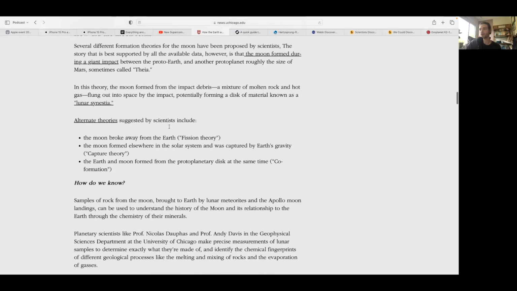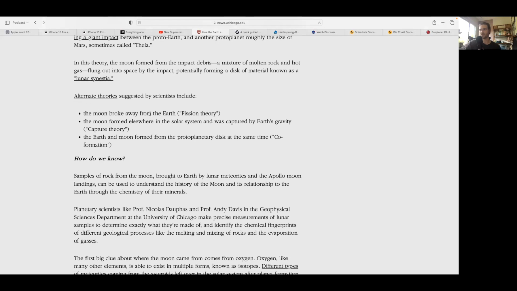However, there are some other theories. There is a theory that the moon broke away from the Earth. So kind of the idea is that the Earth was just hanging out, and then due to a certain force or a certain action, a piece of the Earth broke off, and then that kind of shifted out into the orbit of where the moon is currently now.